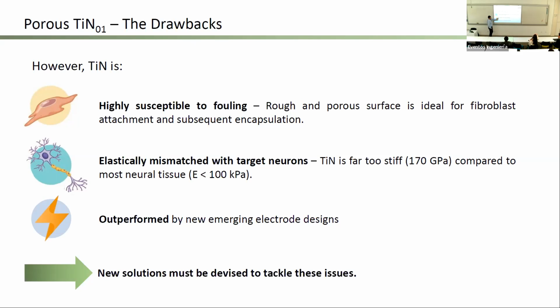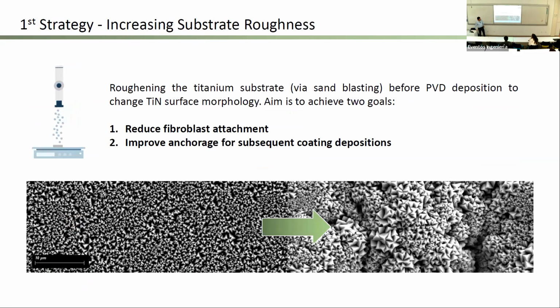It is outperformed by some emerging electrode designs because some designs have similar or slightly better electrochemical properties. But in addition to that, they have other multifaceted approaches. For example, a softer surface, a surface which is more resistant to fouling, a surface which is more conducive to neural growth. And therefore, new solutions must be devised to tackle these problems, these issues.